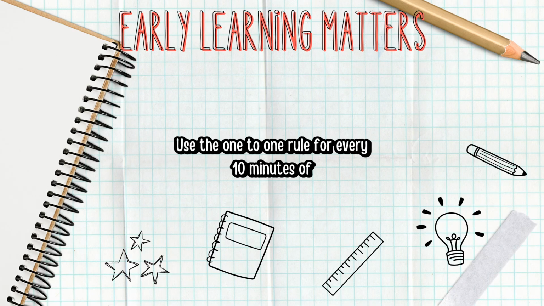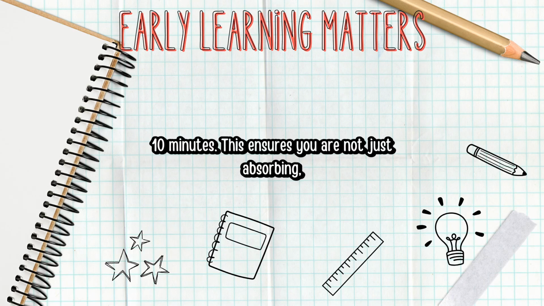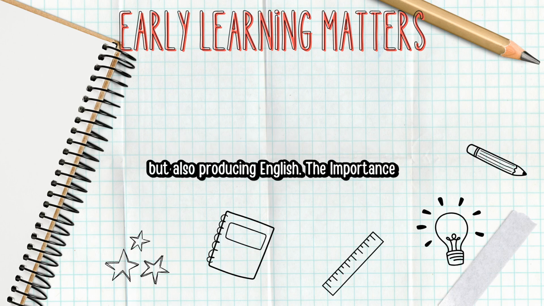Use the 1-to-1 rule. For every 10 minutes of listening and reading, try to speak or write for at least 10 minutes. This ensures you are not just absorbing, but also producing English.